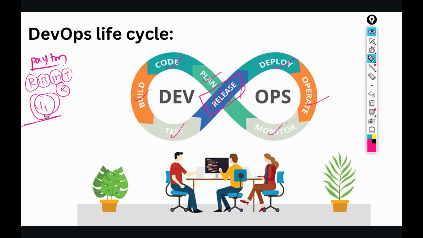To create my Paytm application version 1, I have done plan, code, build, test, deploy, operate, and then monitor. Let's say after 1 year, the Paytm owner has come up with a new idea. He says my Paytm application is booming in the world, and I want to upgrade from version 1 to version 2.